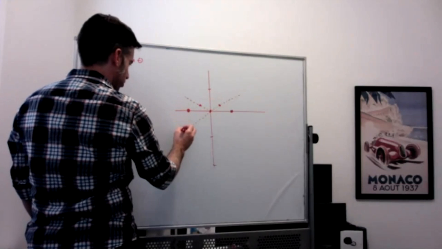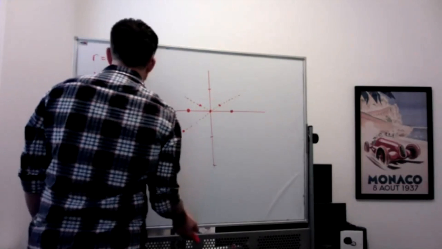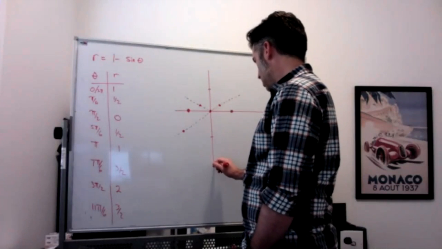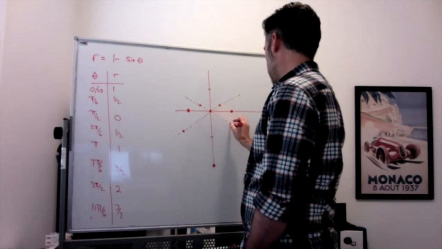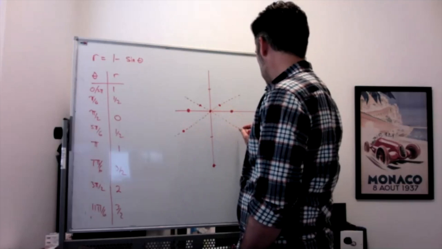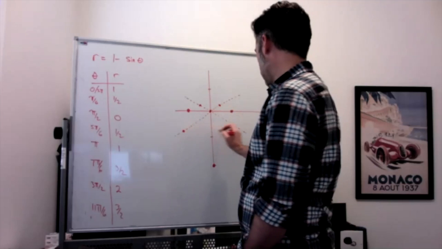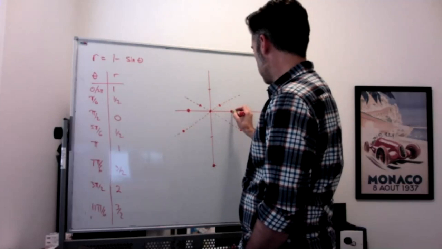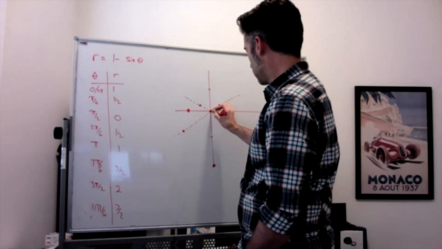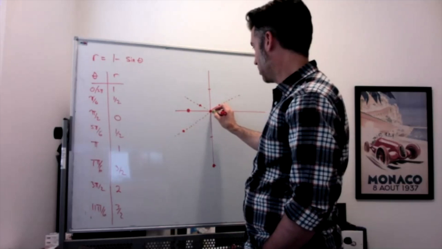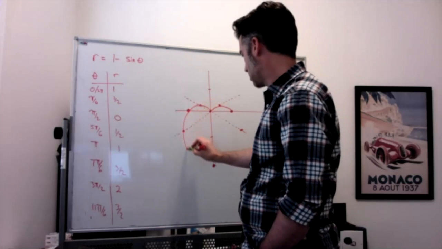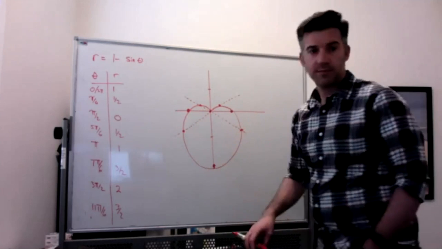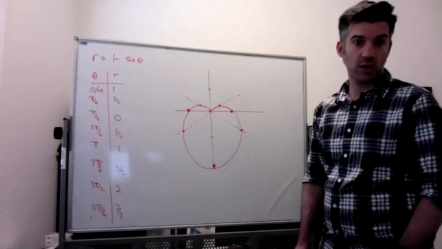So like at 3 pi over 2, which is straight down, our length is 2. And at 11 pi over 6, our length is also this way here. So it kind of looks like this. It's kind of pointy right here. It's called a cardioid. Kind of looks like a heart.